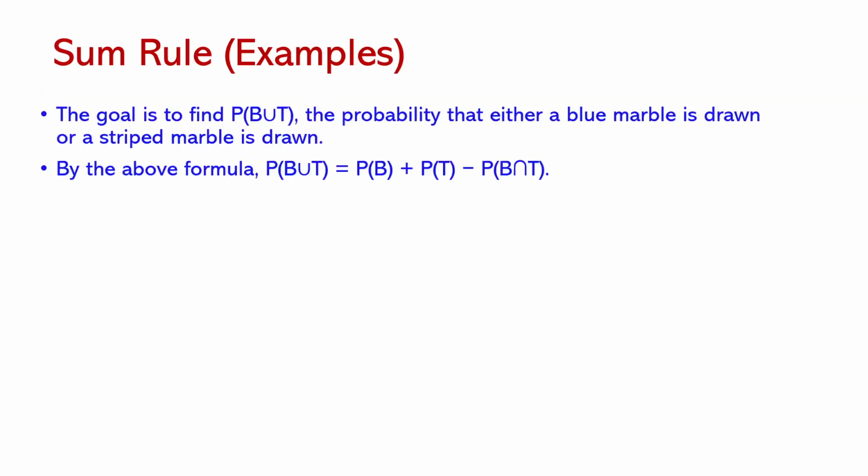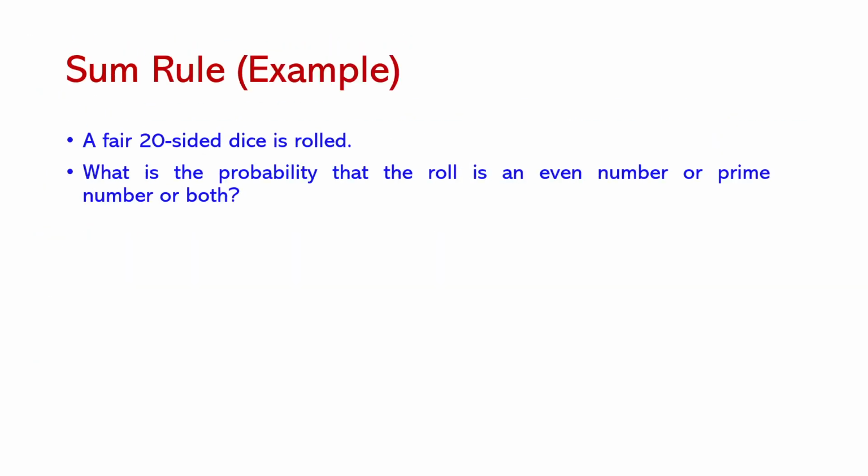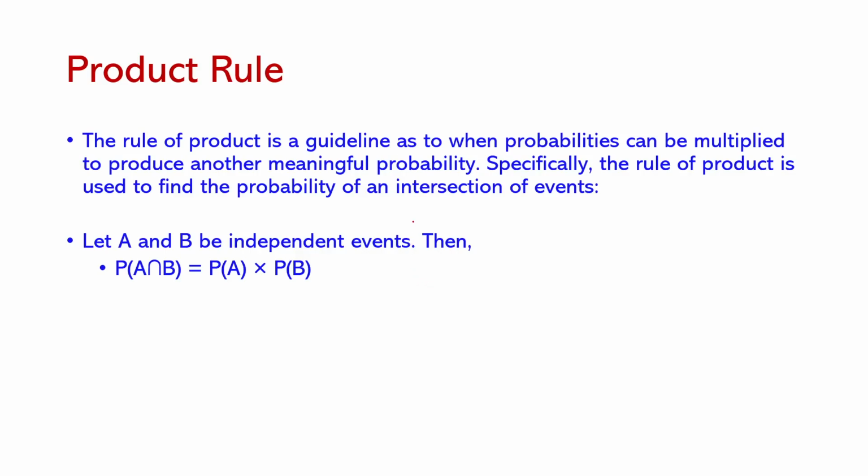Let's try to understand the product rule. Okay, let's try to understand what the product rule is. The rule of product is a guideline as to when probabilities can be multiplied to produce another meaningful probability. So the rule of product is used to find the probability of an intersection of events. If you want to find the intersection of events, then we apply the product rule, right? So let A and B be independent events, then the formula of the product rule is P of A intersection B equal to P of A into P of B.